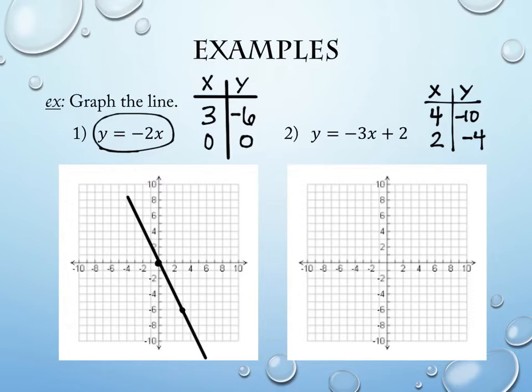You're going to plot them. So 4, negative 10 is almost off my graph, but it's not quite. And then 2, negative 4 would be right here. And then we're going to connect them. That's pretty close anyway. We'll call it good. Okay, so far so good.